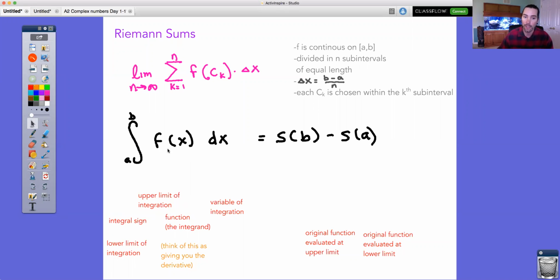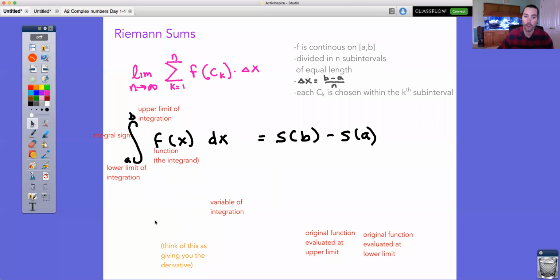You integrate f of x, some function, dx is telling you what the variable is, so with respect to x, and that's going to get you back to the original position function if you're doing velocity. So your upper limit of integration is b, your lower limit of integration is a. That elongated s, summa, I believe it's called, is your integral sign or your integral symbol. F of x is your function, we call that the integrand. And dx is the variable you're integrating with respect to.